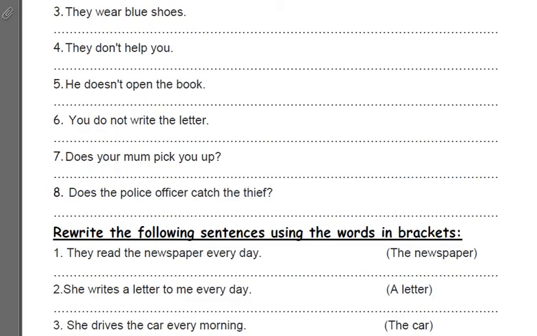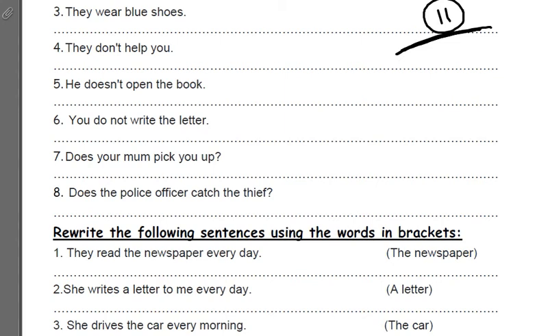Number 3, 4, 5, 6, 7, 8. Read them. I will not read them. Read them and write the answer down on a sheet of paper. And after this, you have to pause the video and read and answer those questions.